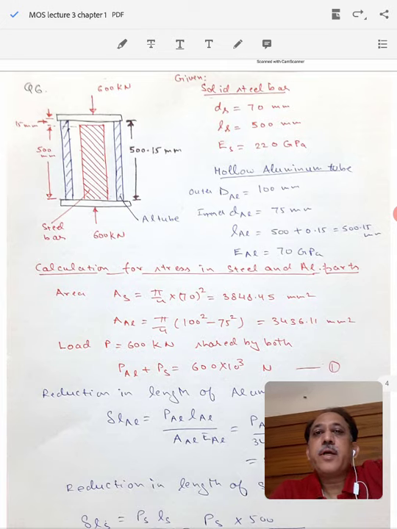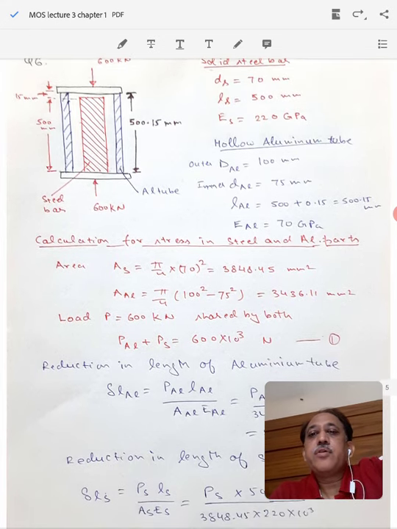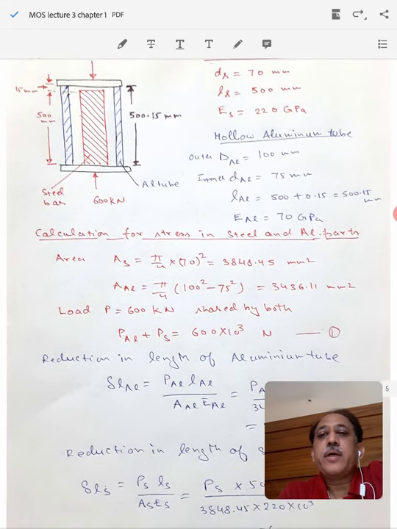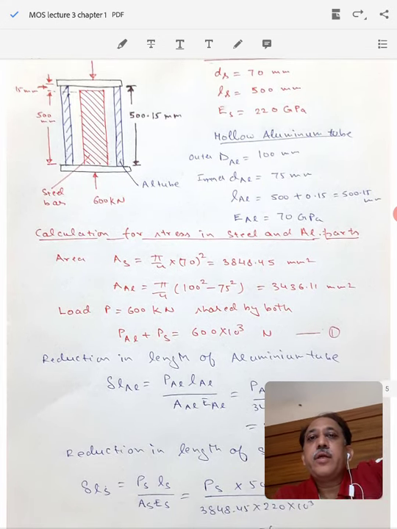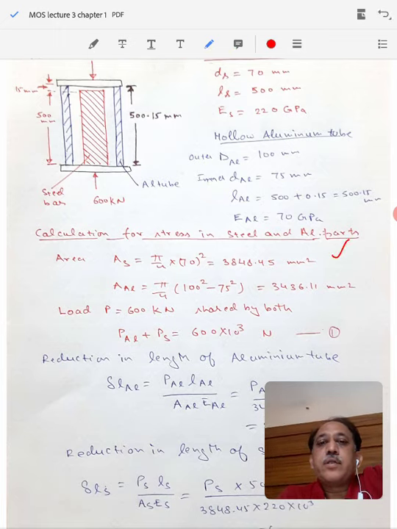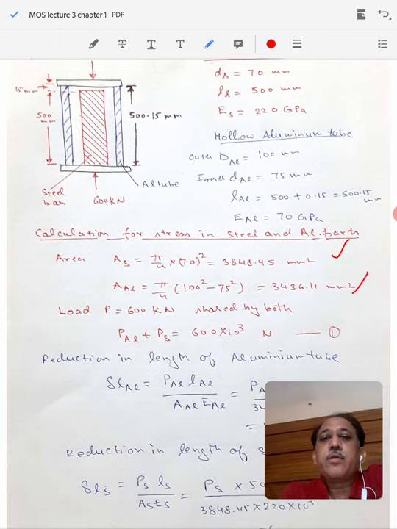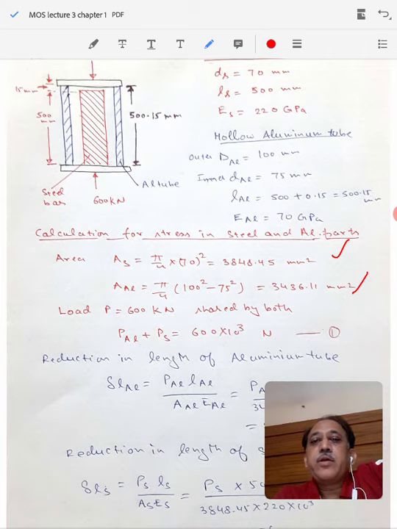So in order to determine the stresses acting in each of these sections, you need to first determine the area of cross section that you have calculated here. So we are simply calculating the area. These are very simple calculations. The net load that is acting on the system and shared by both the components is 600 kilonewton. So obviously this load is being shared by the aluminum and steel part. So P_AL plus P_S, it is similar to P is equal to P1 plus P2 that we have written in our earlier formulation.